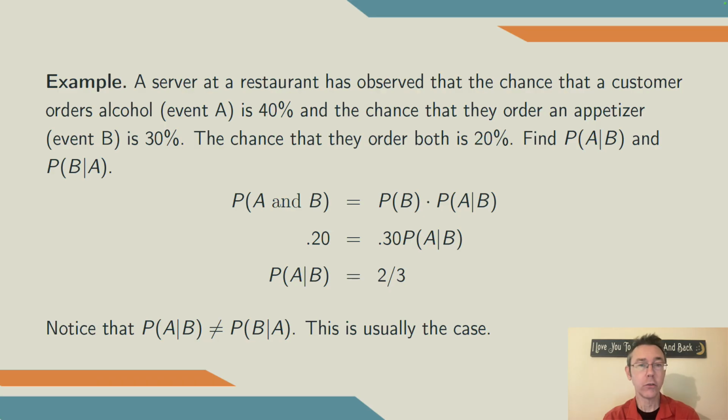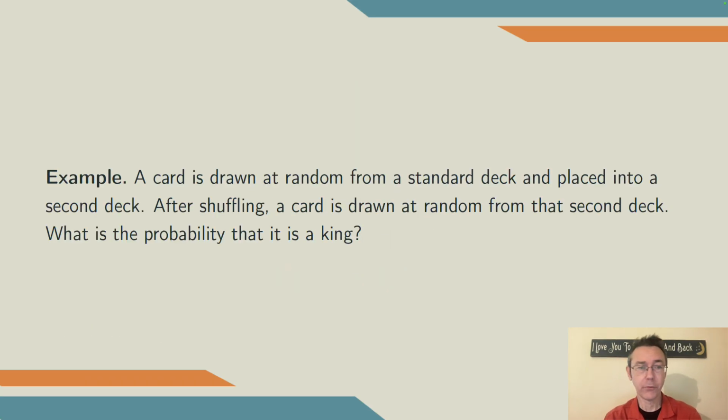Notice that the 2 conditional probabilities are not the same, and that's almost always the case. That makes sense because in the one case, we're talking about the probability that they ordered an appetizer under certain circumstances. In the other case, we're talking about the probability that they ordered alcohol under certain circumstances. So, pretty different phenomena. One last example for you to try.